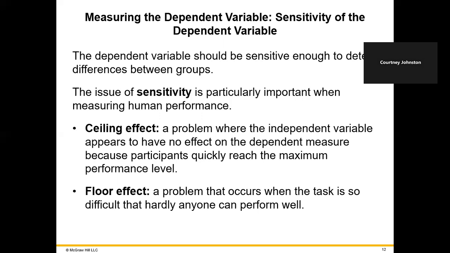And so they reach it so fast that you aren't necessarily able to get a reading or a measure fast enough. There's also the floor effect, and this occurs when the task is so difficult that hardly anybody can perform well. So as a result of that, you're not going to see individual differences because the task at hand was too difficult.